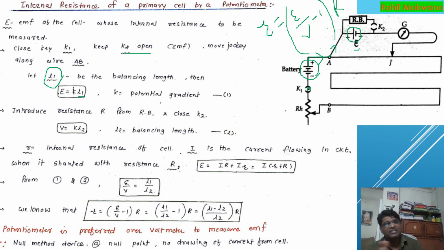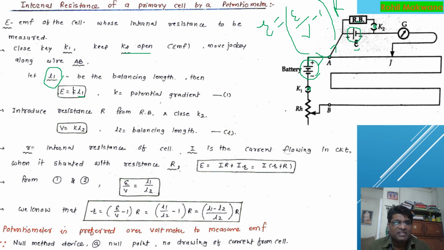L1 is your balancing length, K is your potential gradient, and the galvanometer at this point will show zero deflection. Okay, now let us introduce certain resistance from the resistance box, and it's of no use if you don't put this K2 here, right? So when key K2 is inserted, introduce certain resistance. Now get the balancing length, call it L2, but now the circuit is closed.